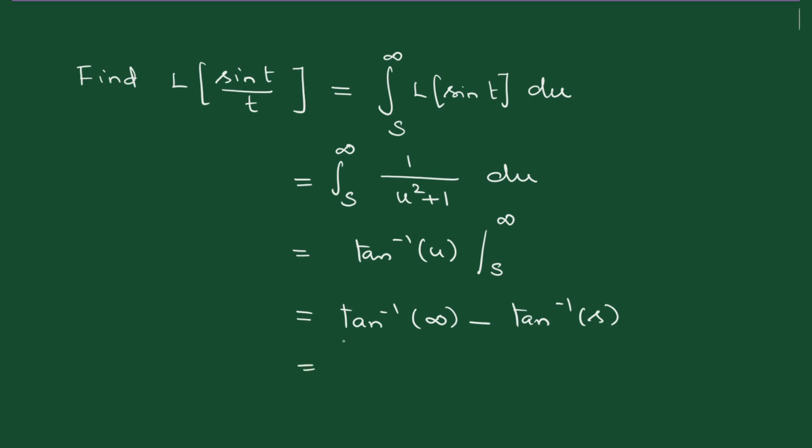But we know that tan inverse of infinity is nothing but pi by 2 because tan pi by 2 is infinity. Minus this, we can write it as tan inverse of s. So this is the answer. If you want to leave it, we can leave it as it is, or this can also be written as cot inverse of s. So L of sin t by t is equal to cot inverse of s.